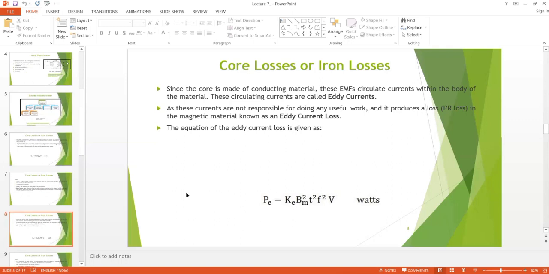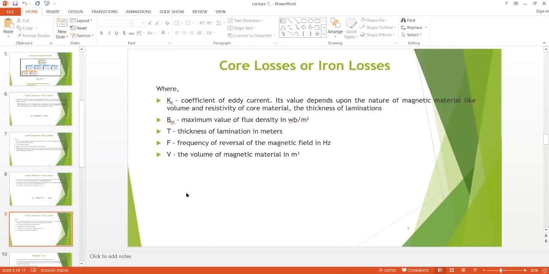Since the core is made of conducting material, we have Ke, again a coefficient. Bm is the maximum flux density, t is the thickness, f is the frequency, and V is the voltage. You can see that already shown in the slide also.